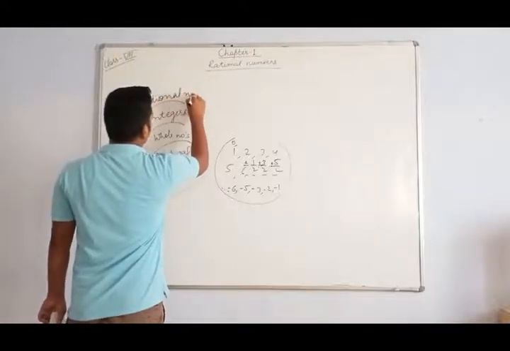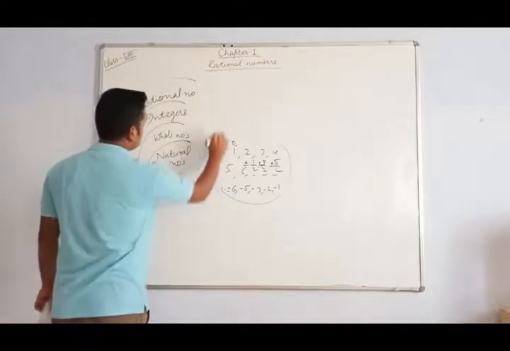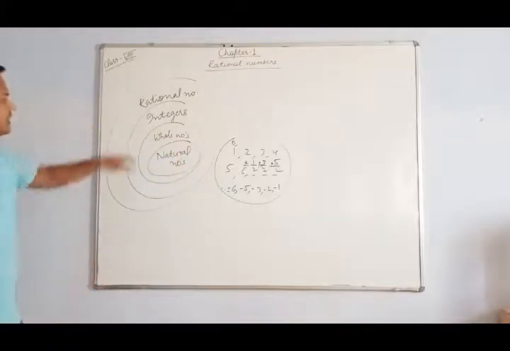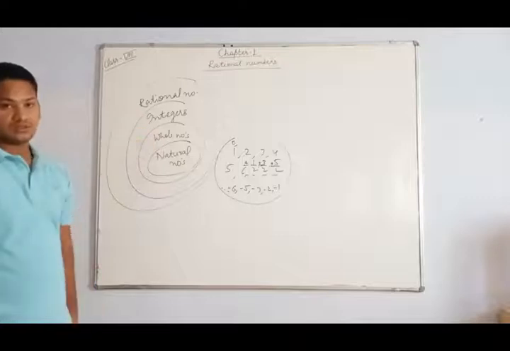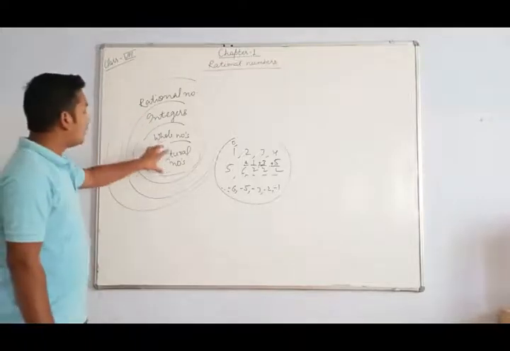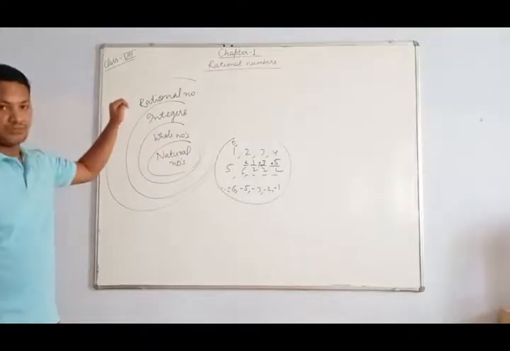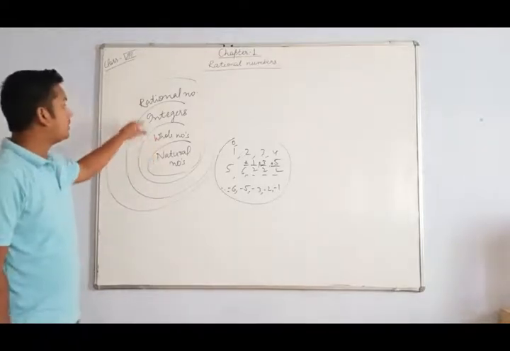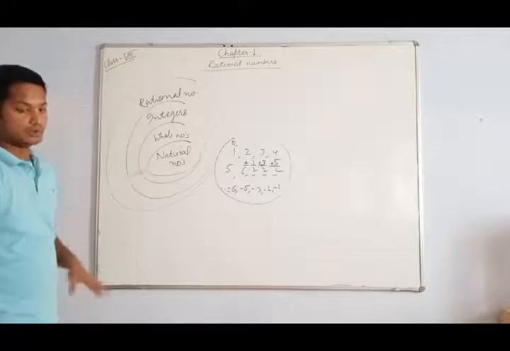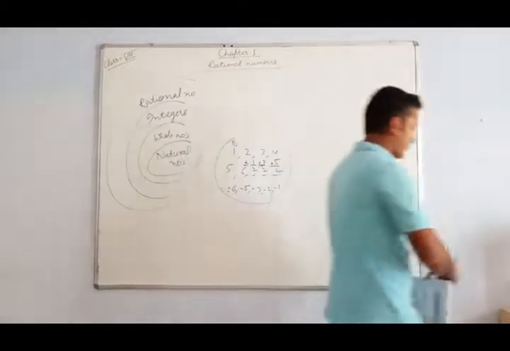Rational numbers. So a rational number set or a rational number group contains natural numbers, whole numbers, integers. Okay, so in this way you can say all the natural numbers are rational numbers. So students, similarly whole numbers will be called rational numbers. So this is it.